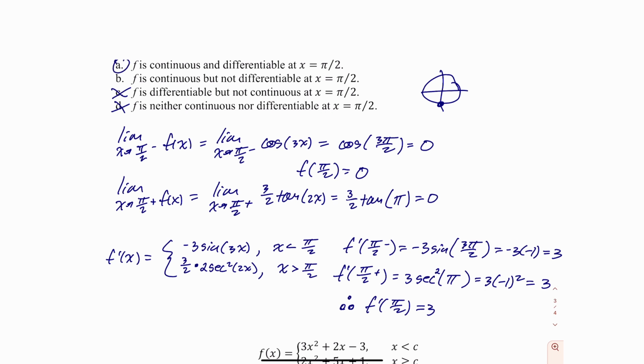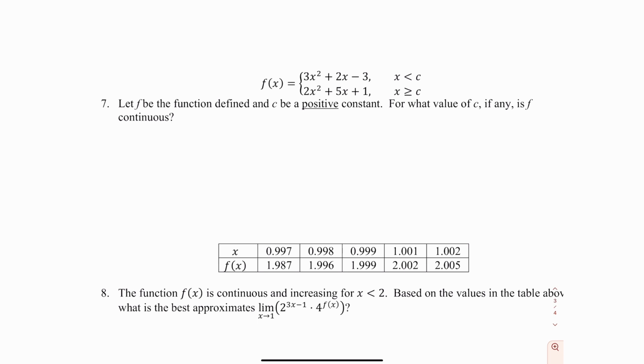That's a good one. Okay, let f be the function defined above, and c be a positive constant. That's underlined, so that's probably really important. For what value of c, if any, is f continuous? What we have going on is quadratic, quadratic, so I'm going to find where they intersect and hope that it's at a positive value. I don't think we really need to overdo this. We need this to equal this. I'll move it all to one side.